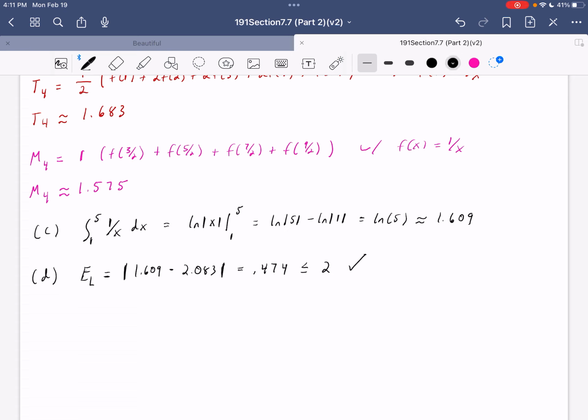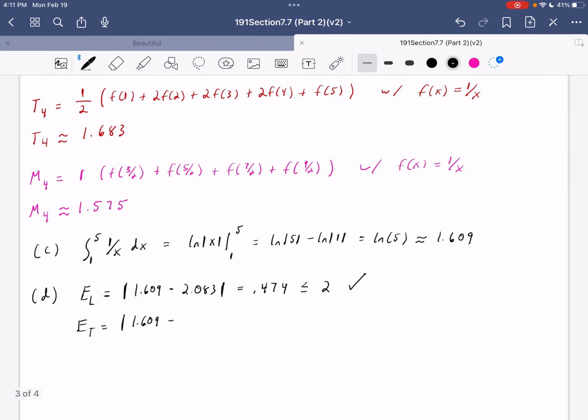All right, let's do the same with E sub t. E sub t would be the actual value of the integral, 1.609, minus the prediction, which was 1.683. And again, we're just doing that in absolute value. So let's go ahead and get that. That's going to be 0.074.